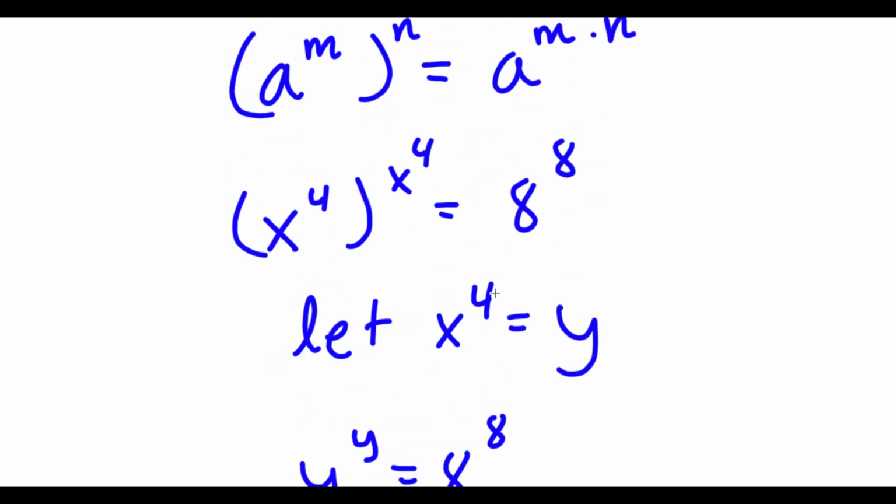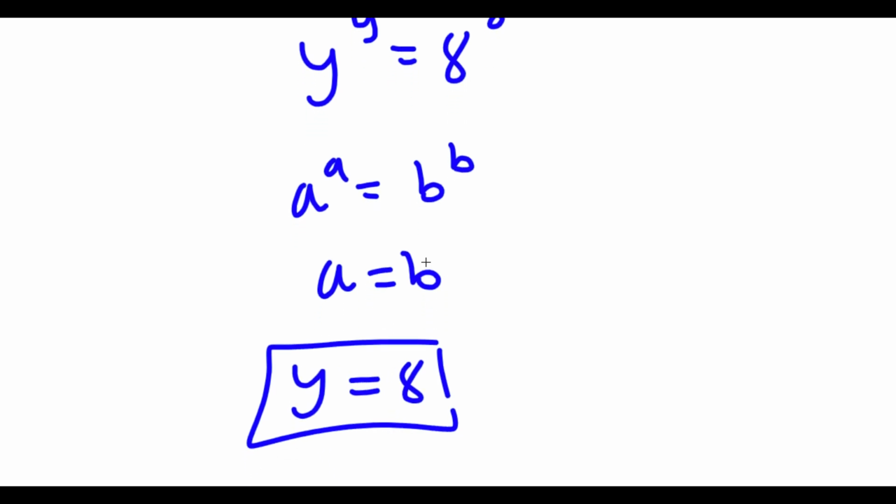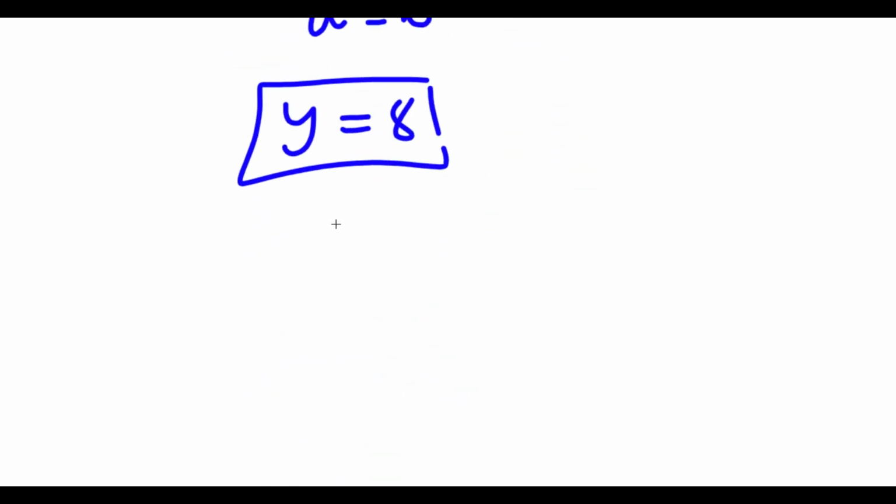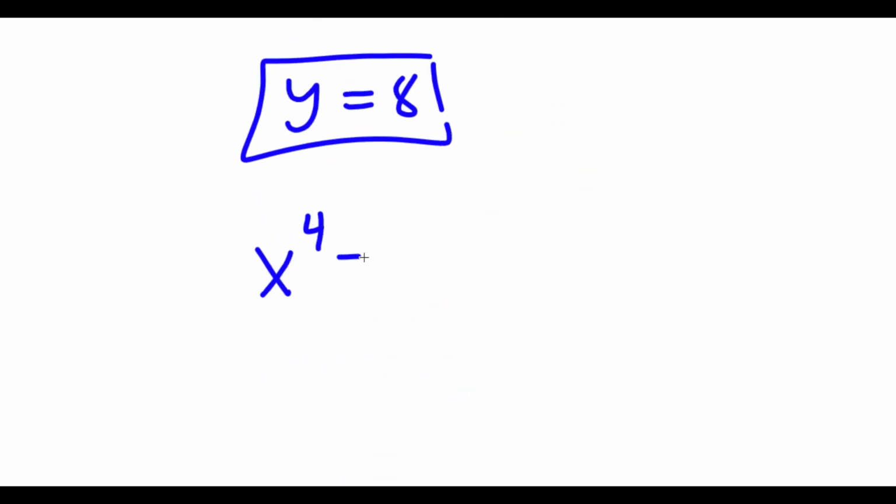Now remember how we let x to the power of 4 equal y. So if x to the power of 4 equals y and y equals 8, then this means that x to the power of 4 is equal to 8.